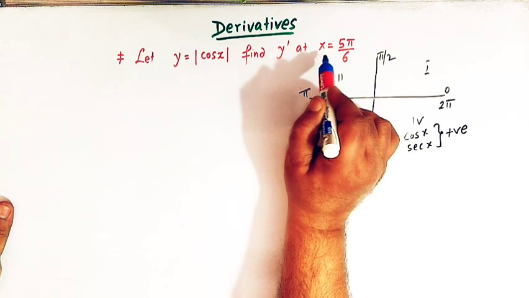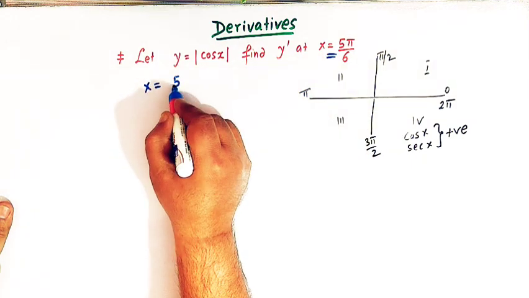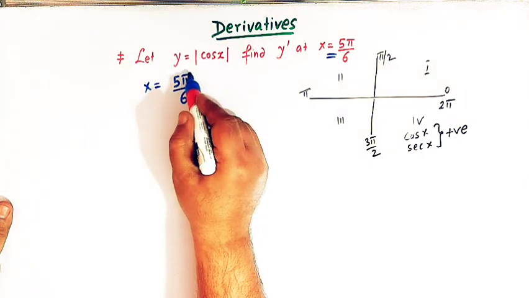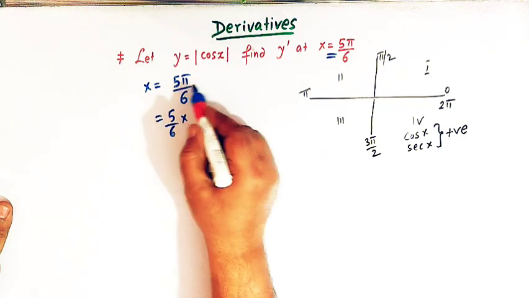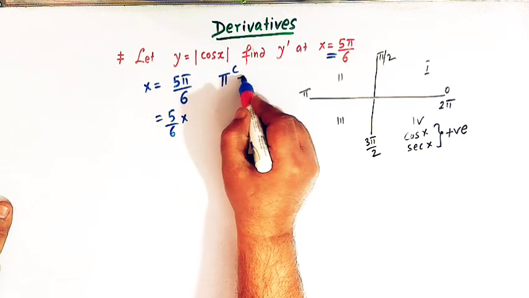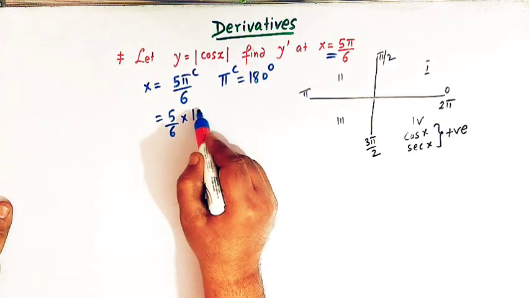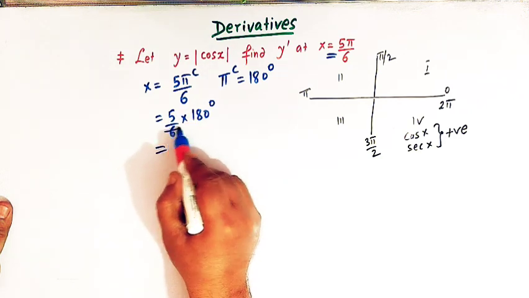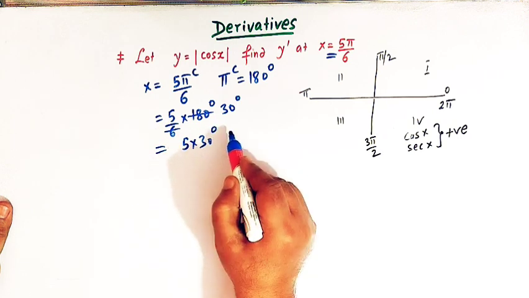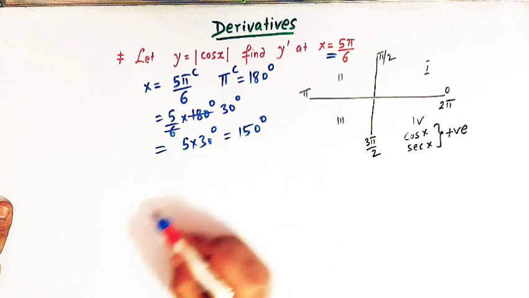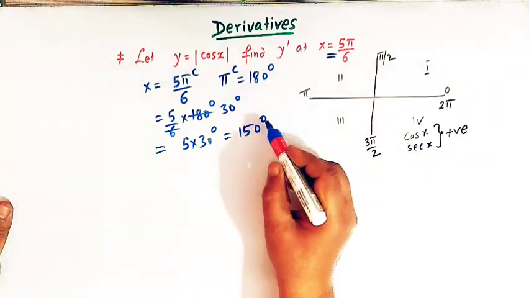So here we have to find the derivative of y at this point, that is x is equal to 5 pi over 6. Now this angle is in radians, so let us convert it into degrees. We can use the relation that pi radians is equal to 180 degrees. So this is 6 times 30, and here we have 5 times 30, that is 150 degrees. And 150 degrees falls in the second quadrant.